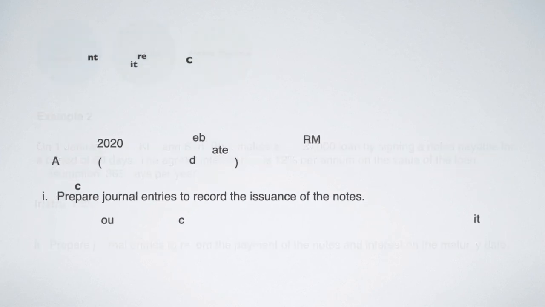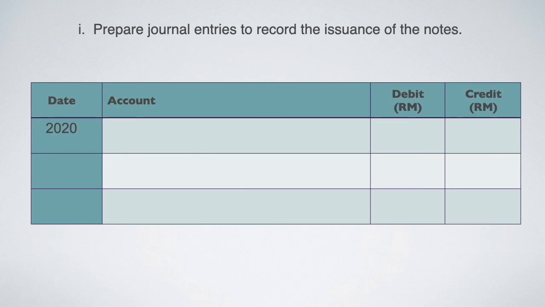Okay, so now you will be focusing on how to record for the issuance of the notes. When we want to record the first money we receive, because we sign the notes payable, we call that transaction the issuance, pengisuan, or isukan satu notes macam tu. Okay, so in this case we will record on the date January 1st. Okay, so kita dapat duit kan, so debit bank lah. So kita record nilai dia 20,000.